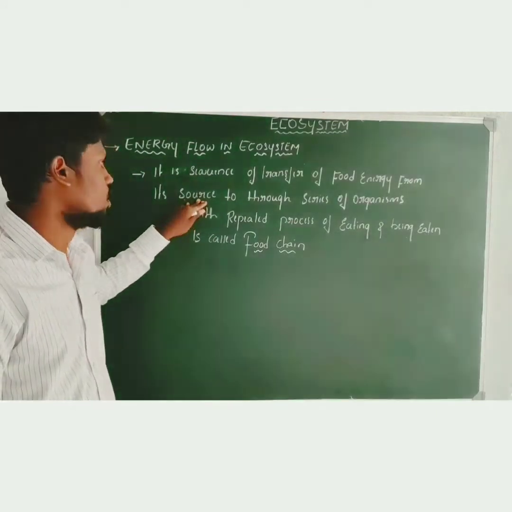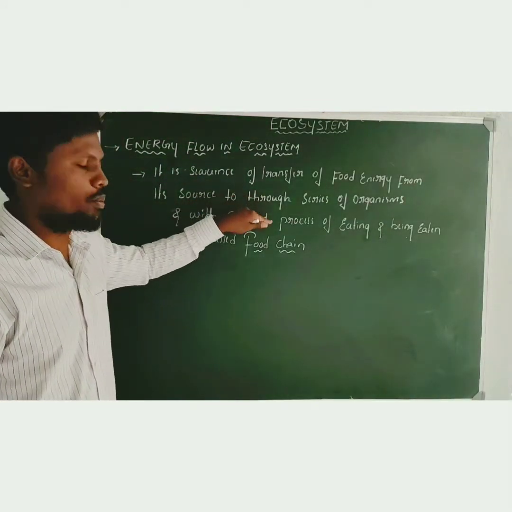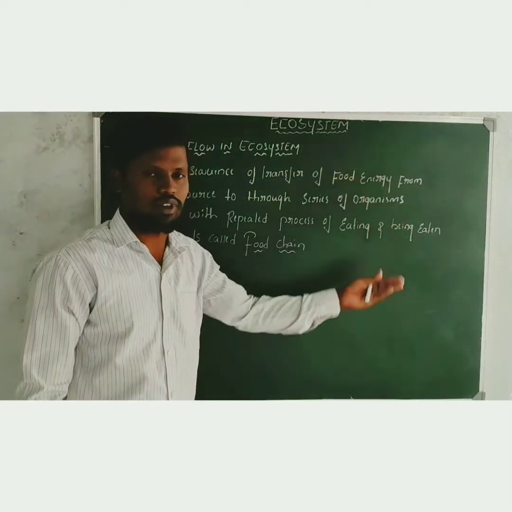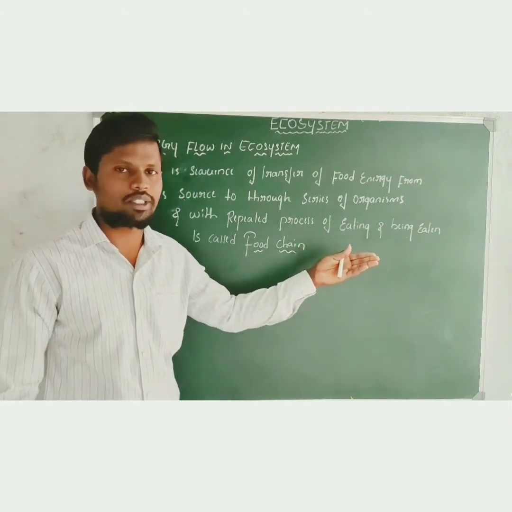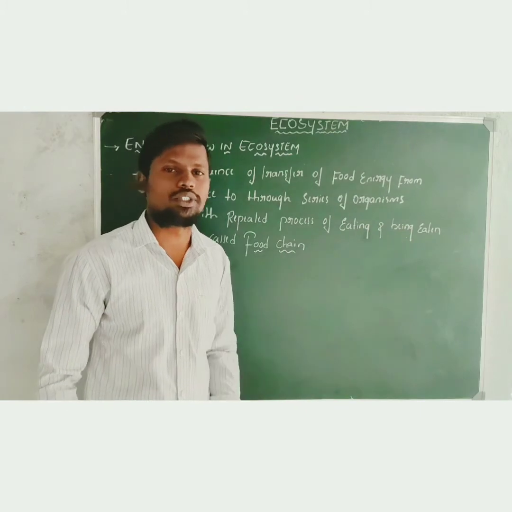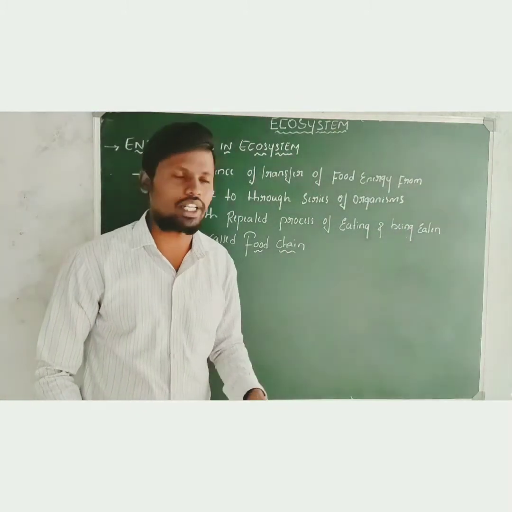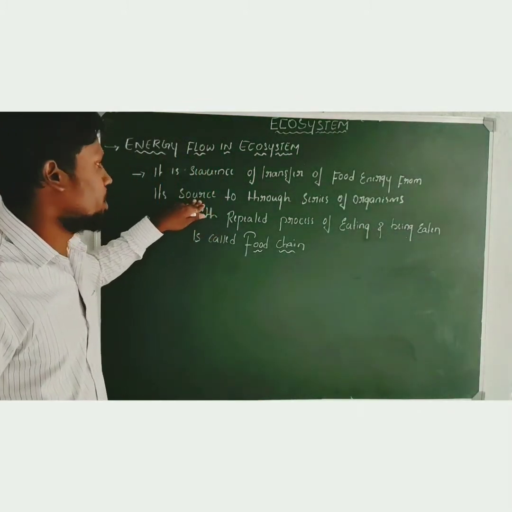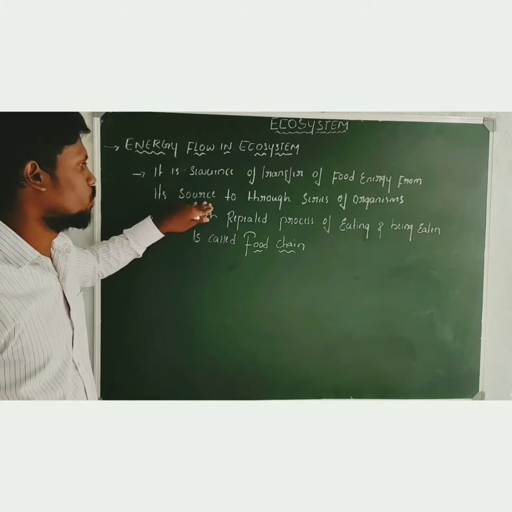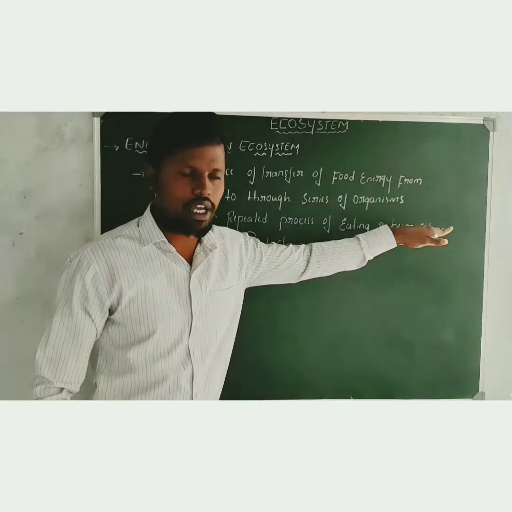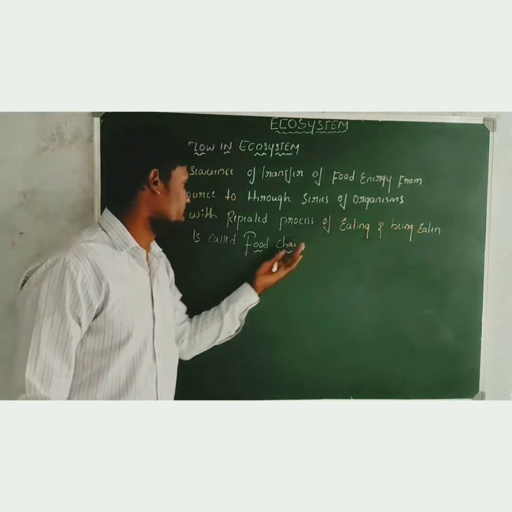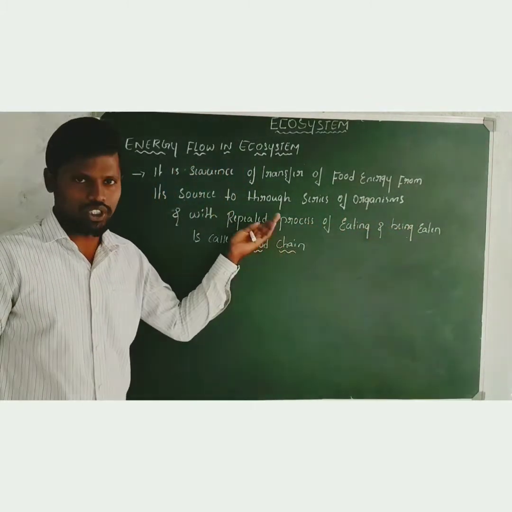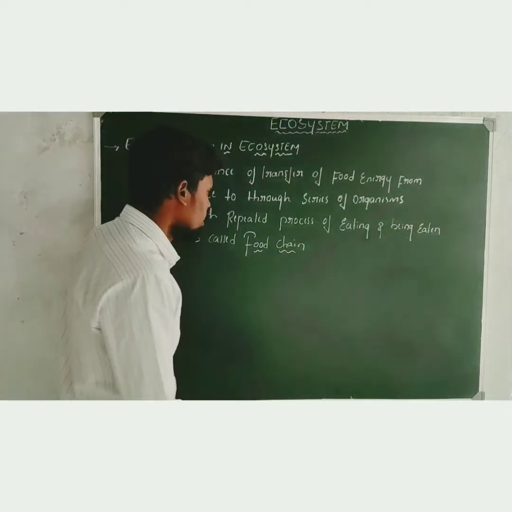Source means the producer. Source to herbivores, carnivores, as well as primary consumers, secondary consumers, tertiary consumers, and top consumers, right? Here the energy is flowing from its source through a series of organisms with a repeated process of eating and being eaten, which is called a food chain, right?